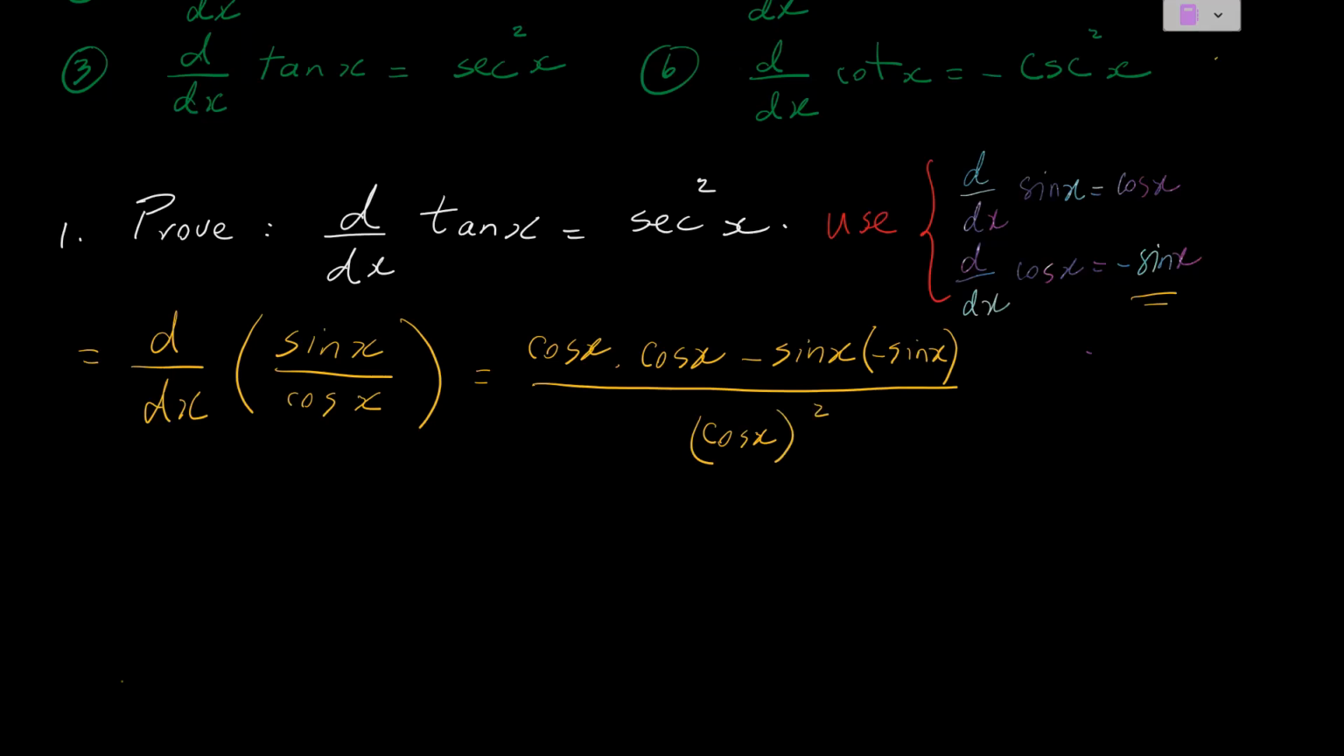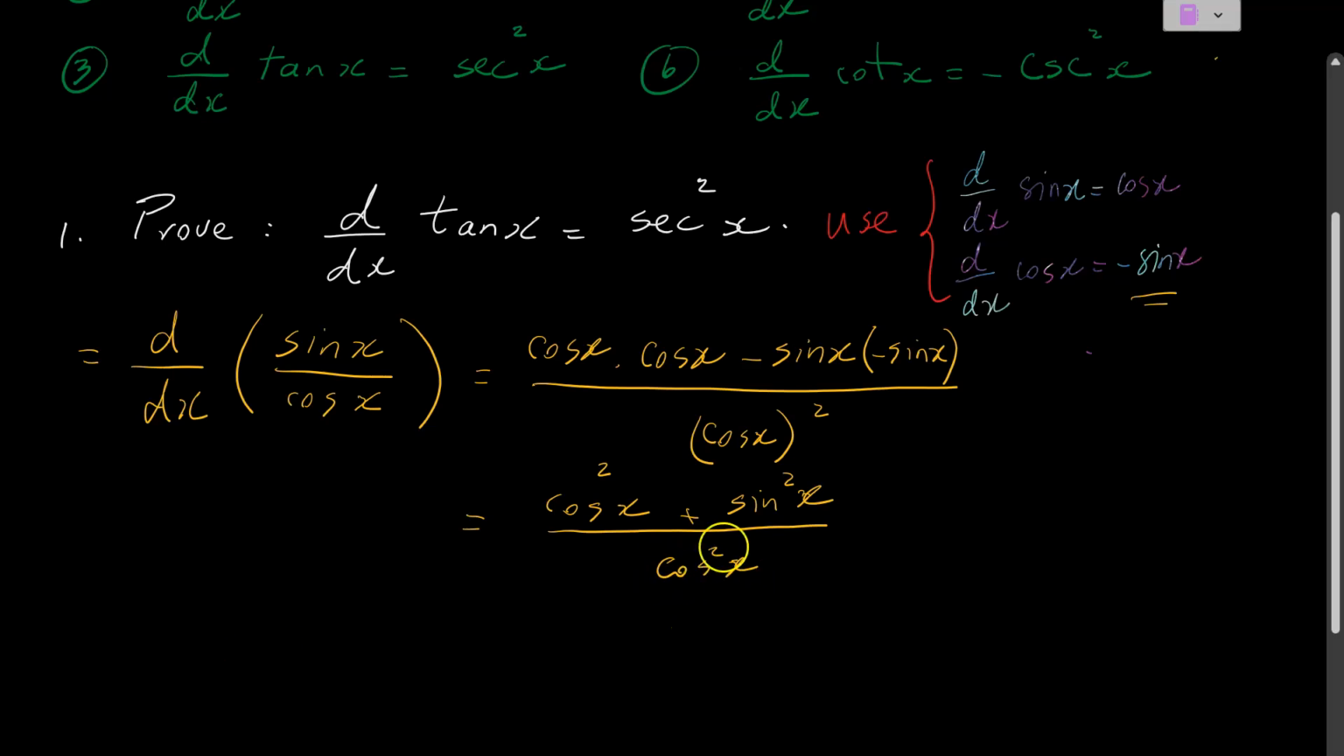All right, so now that we have this, let's go ahead and simplify. That's cos squared x when you multiply cos x and cos x, and minus and minus becomes plus, that is sine squared x, all over cos squared x. Remember, cos x all squared is the same as cos squared x. So this expression and this, they're both the same.